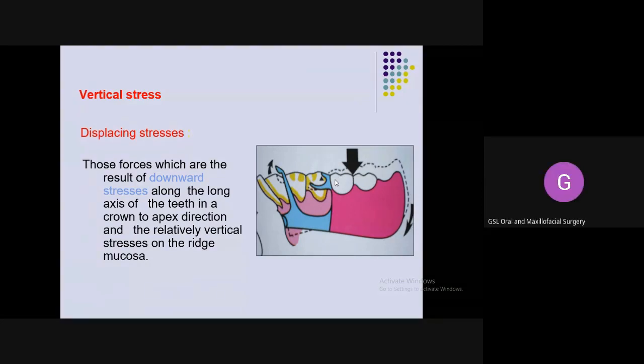So the displacing stresses are nothing but downward stresses along the long axis of the tooth, and these are towards the tissue. And there are relatively vertical stresses on the ridge mucosa. So these stresses affect the ridge.